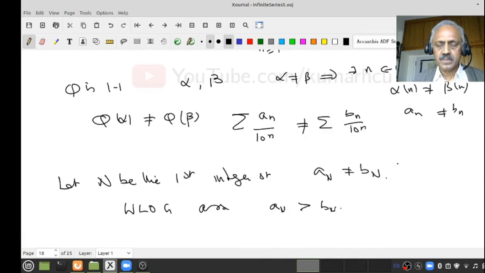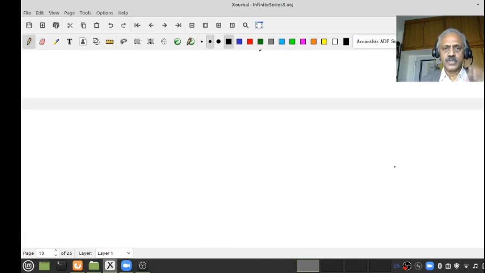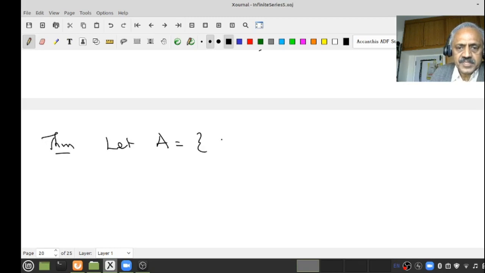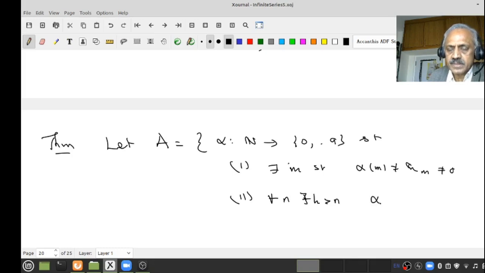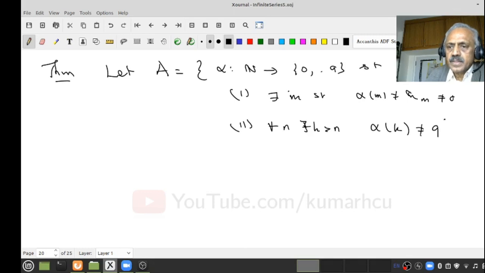Right? Okay, so what do you think I have proved? So let me summarize. This is the theorem you have proved. Let A be the collection of all functions from the natural numbers to 0 to 9 such that 1, there exists m such that alpha at m, that is a_m, is not equal to 0. 2, for all n there exists k greater than n such that alpha k is not equal to 9.